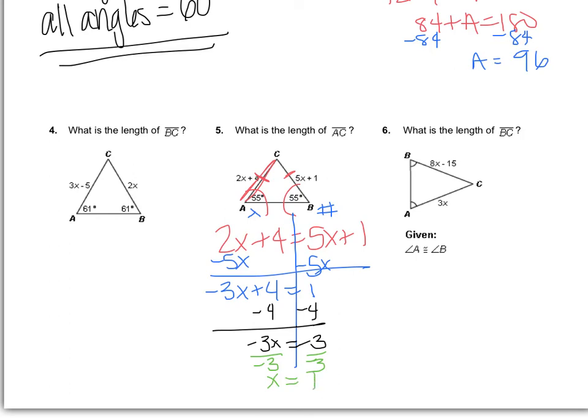Remember, the question didn't ask me, though, what's x? The question asked me, how long is AC? Well, I know AC is 2x plus 4, but I just found out that x is really 1, so that means it's 2 times 1 plus 4. And 2 times 1 is 2, plus 4 is 6. So AC would be 6.